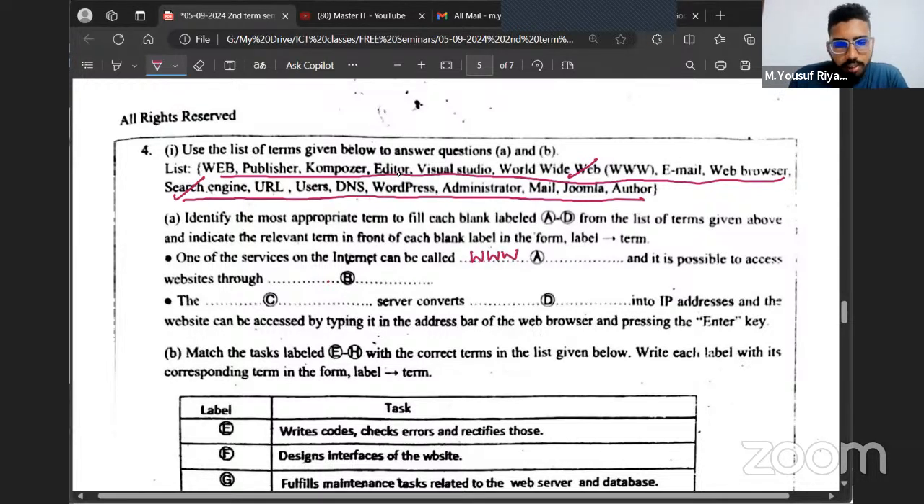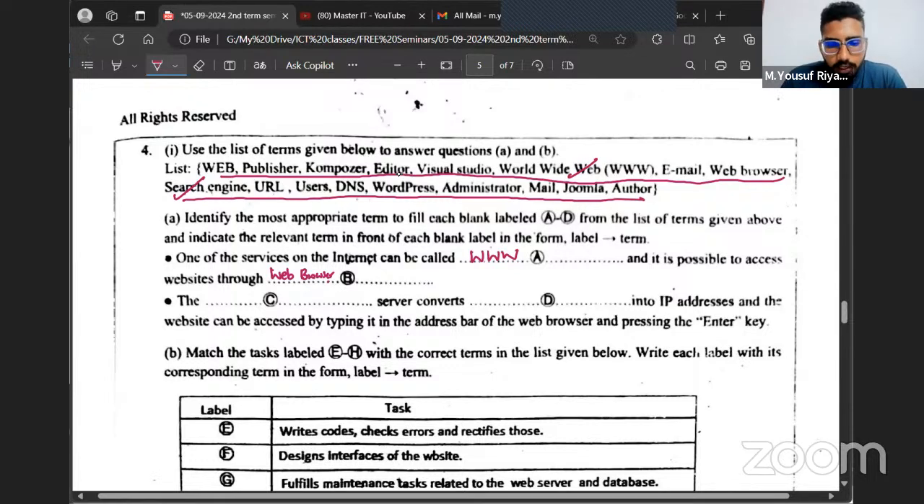And you can access the World Wide Web. And it's possible to access the website through what? If you want to access the website, you need an application. What is the application called? Web browser. So B is going to be your web browser. You can access your website.